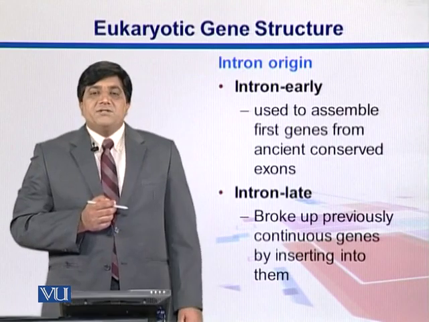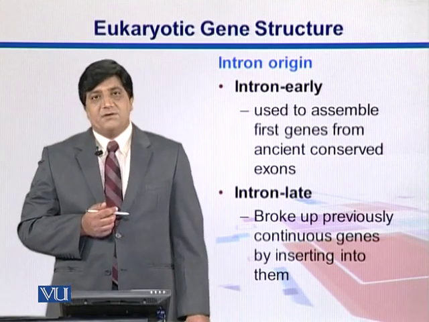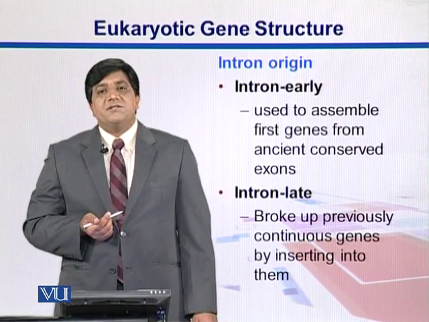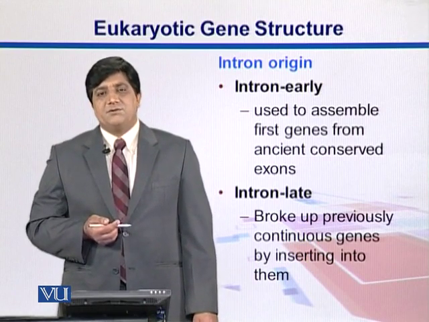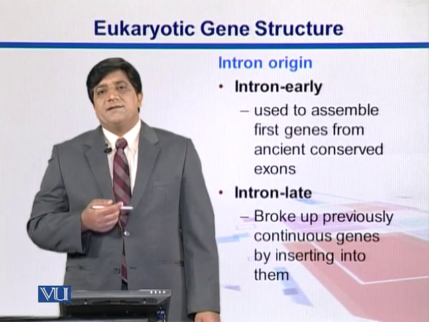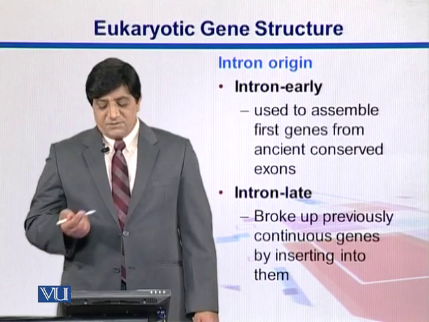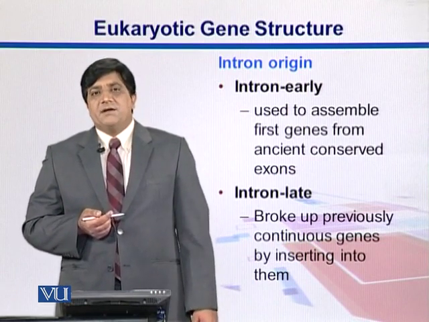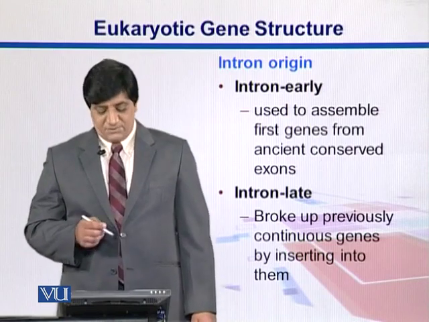So about the origin of introns, there are two theories. Number one is intron early. According to this, the introns used to assemble the genes from already existing exons. So they brought the exons together, and then these structures became the genes. And there is another hypothesis that the exons were already present with one another, and then introns got into them. So that is called the intron late hypothesis.